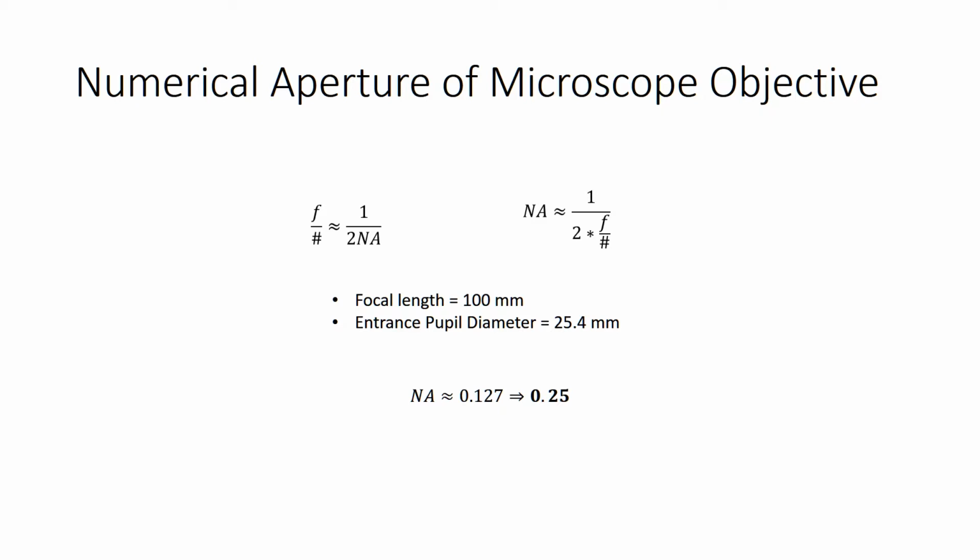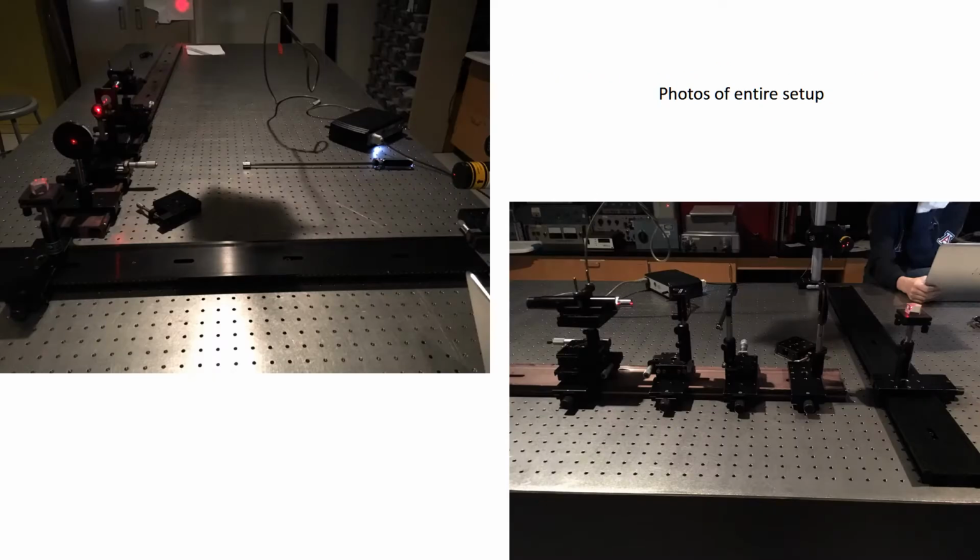Here we have images of our setup. We have the HeNe laser incident on a pentaprism, which deviates the beam 90 degrees onto the next rail. On this rail, we have the Hartmann mask, followed by a 100 millimeter focal length test lens, followed by the microscope.